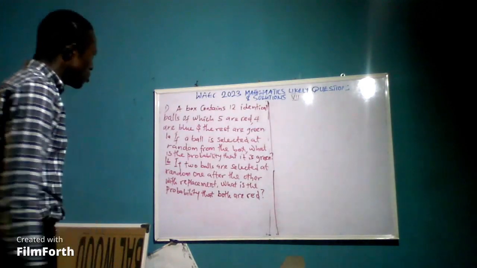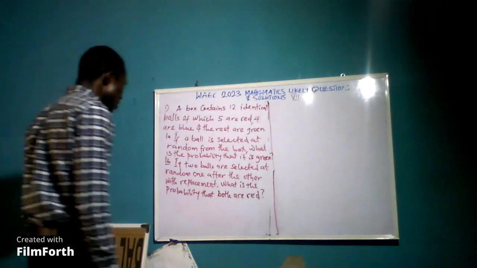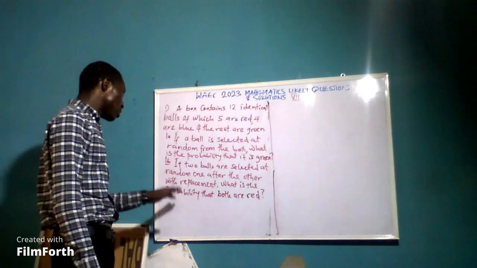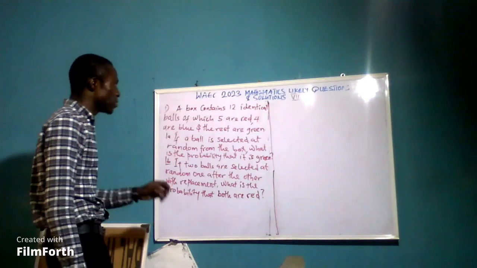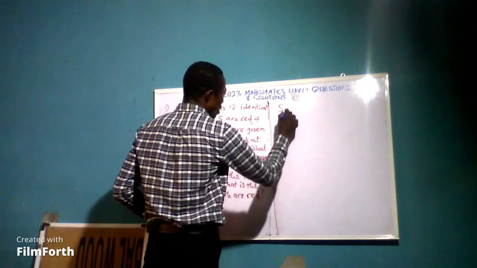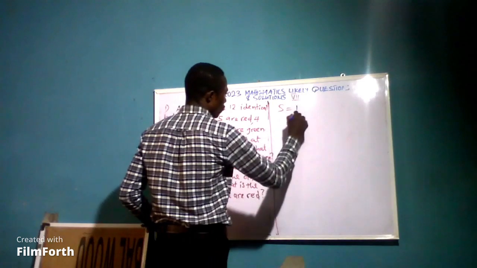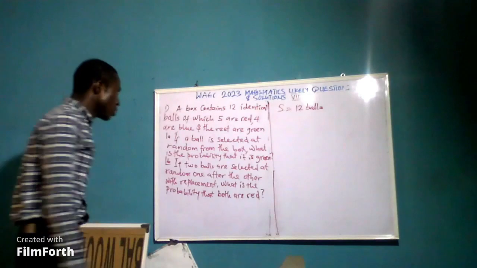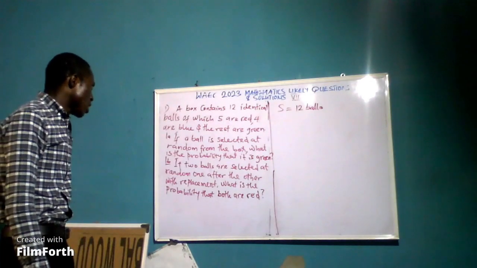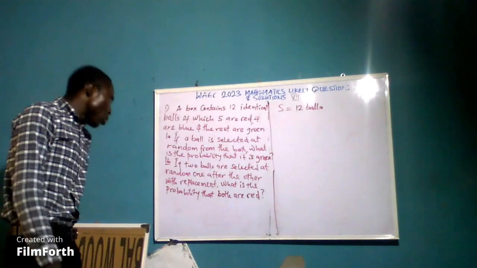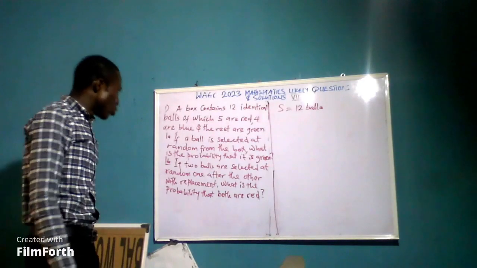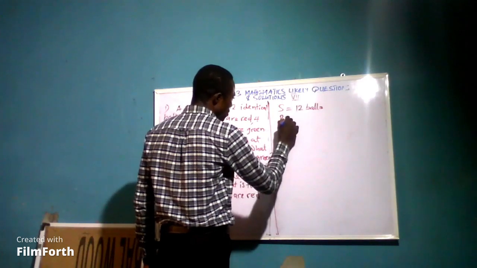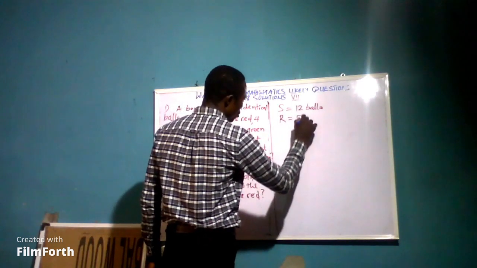What to start with is to state the sample size. This is a question under probability. What you first state is the sample size. The sample size, which is denoted as x, is given as 12. We have 12 balls, that is the total balls in the box. We have 12 identical balls. Then we have red balls, the number of red balls being 5. So let R represent red. So R, which is representing red, is equal to 5 balls.